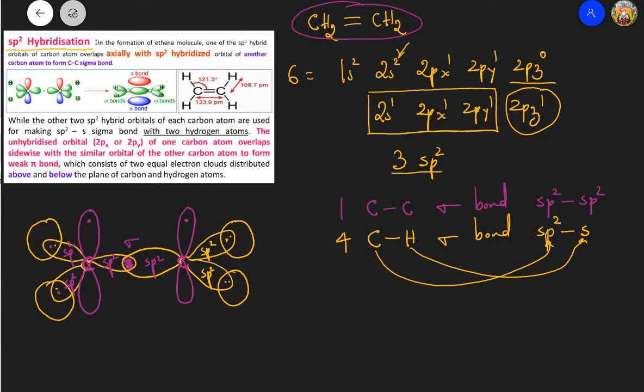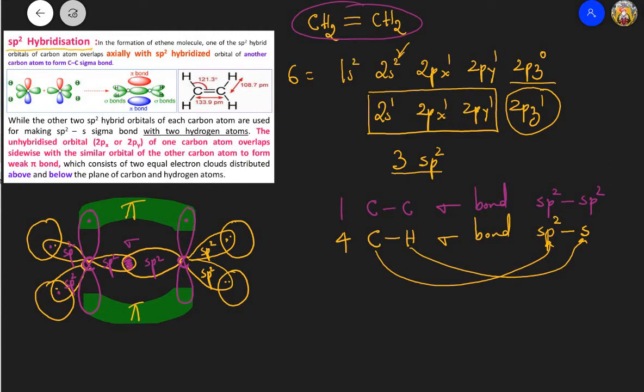Pi bond is formed because of lateral overlapping. So this will be overlapping above and this will be overlapping below, but we should remember that the overlapping takes place above and below. It is not two bonds, it is only one pi bond. So I can write this is pi and this is pi. Is it clear now?